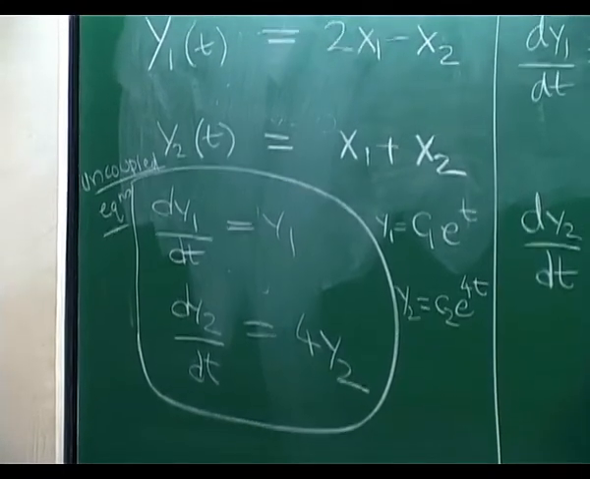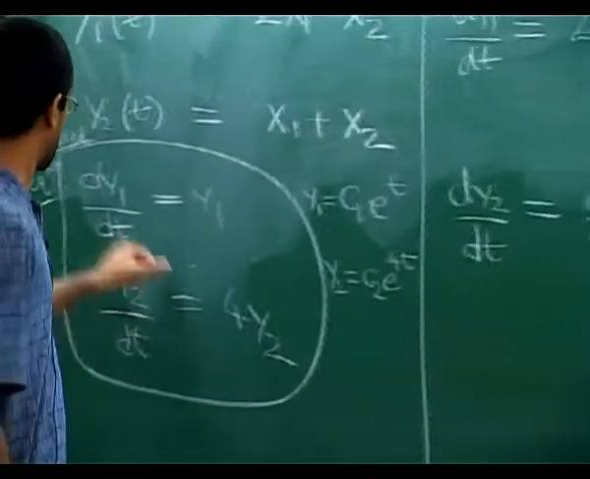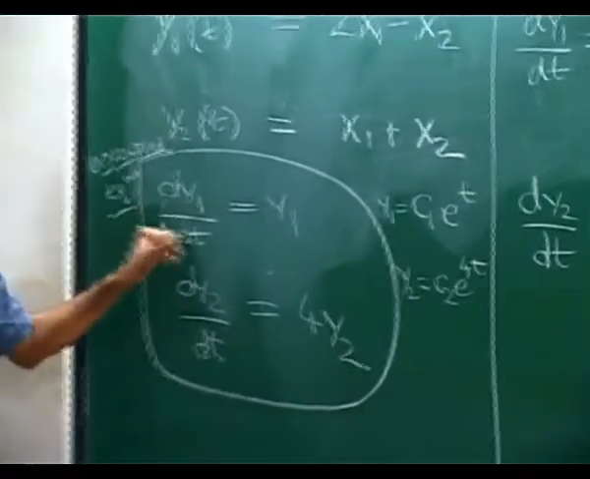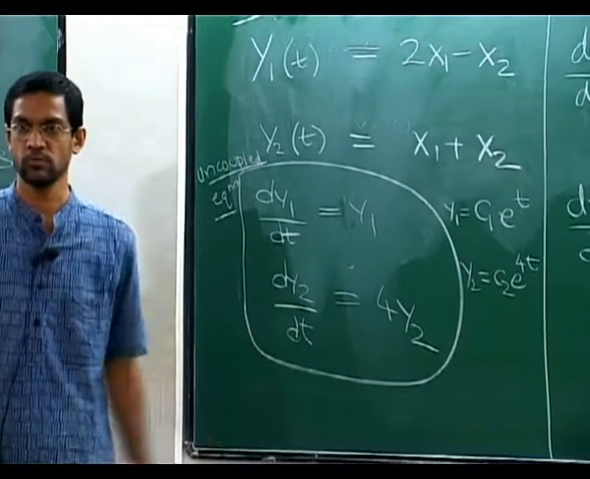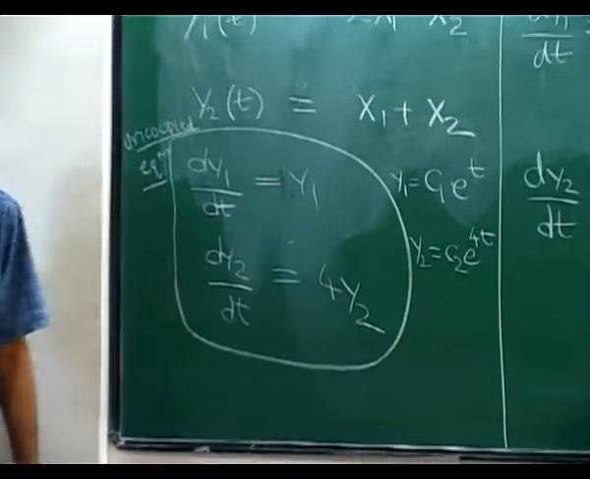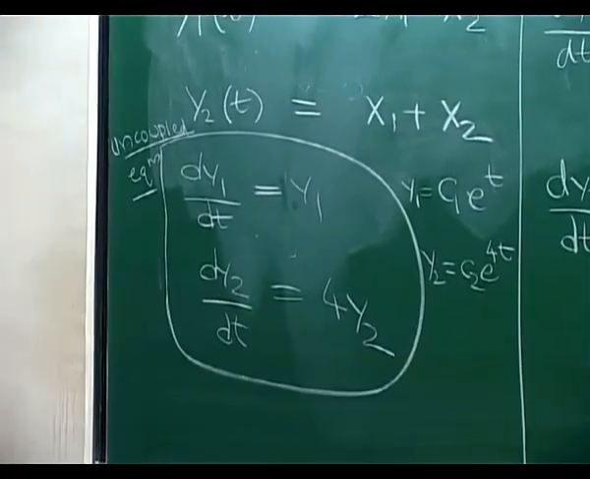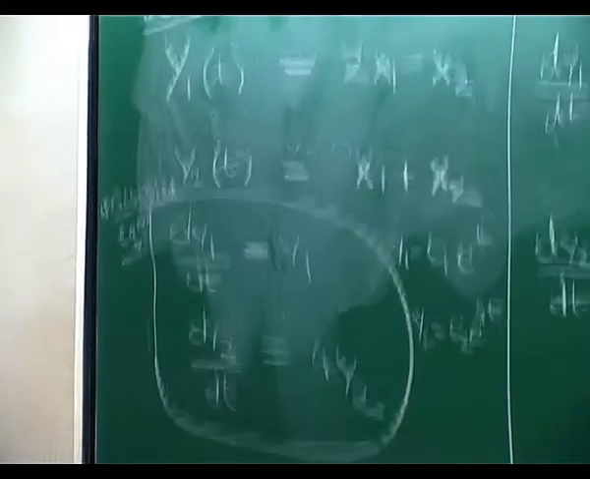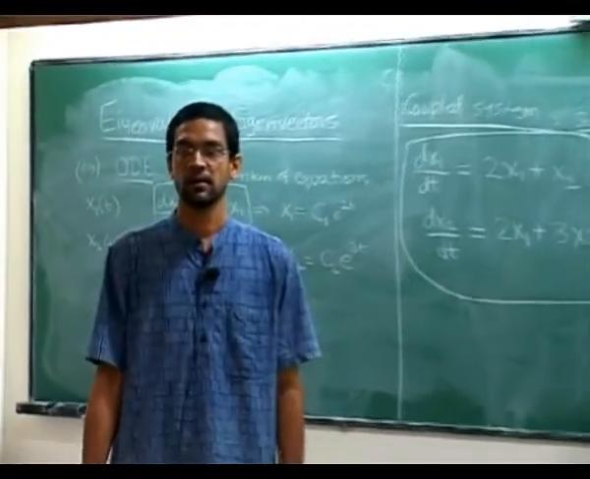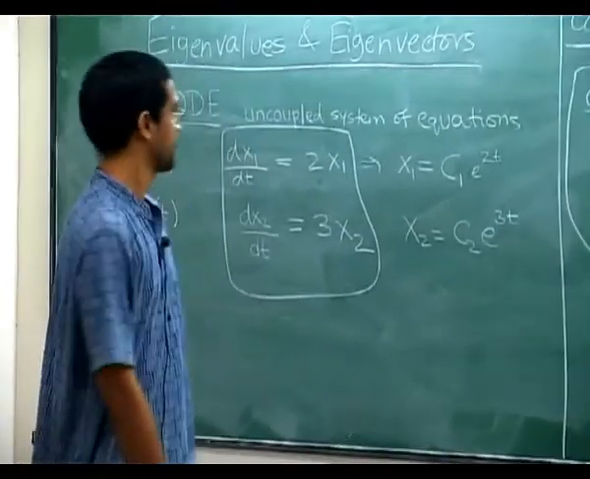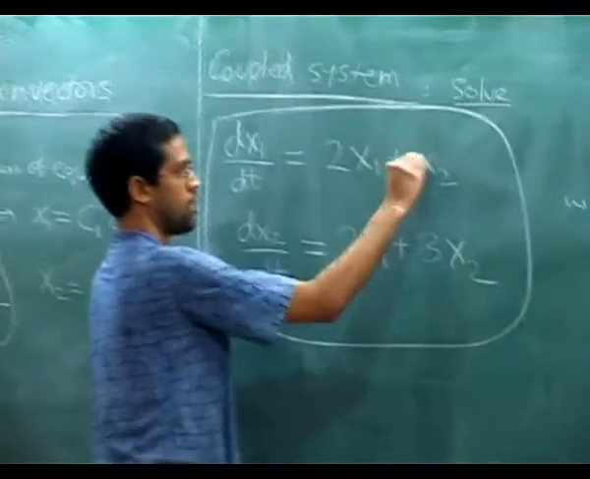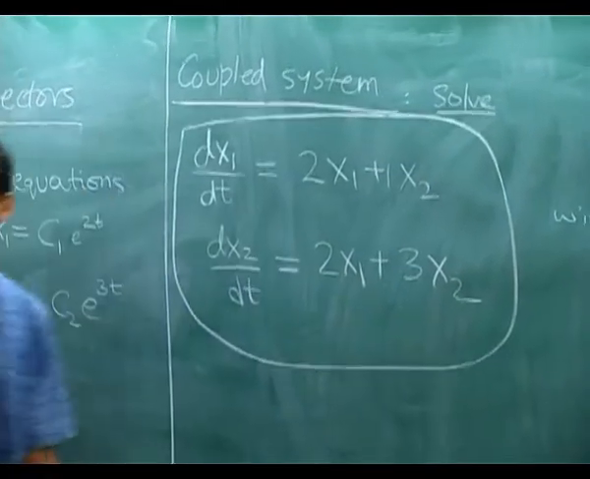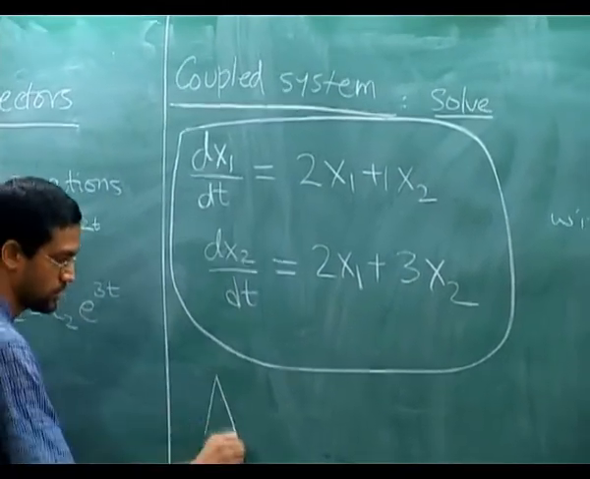So what did we get? What are my new equations like? dy1 dt is 1 times y1 and dy2 dt is 4 times y2. It's not a coincidence. Where did you see 1 and 4 before? They were the eigenvalues of what matrix? The matrix 2, 1, 2, 3. So it's not a coincidence.